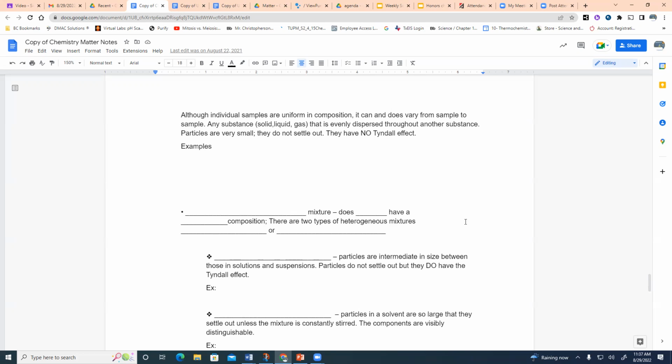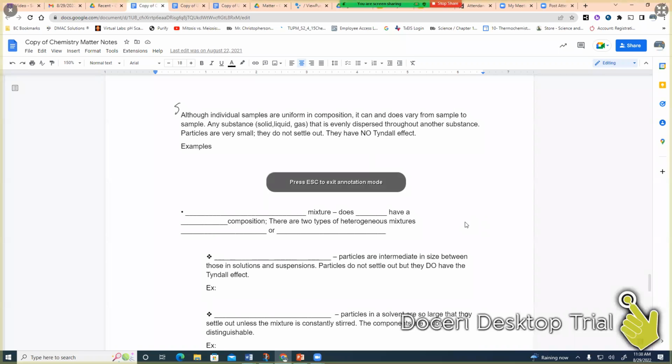Any substance, whether it's a solid or liquid or gas, that is evenly dispersed throughout another substance is going to be considered homogeneous. Particles are very small and they do not settle out and they have no Tyndall effect. All of this has to do with solutions. Remember, we're continuing on with solutions.